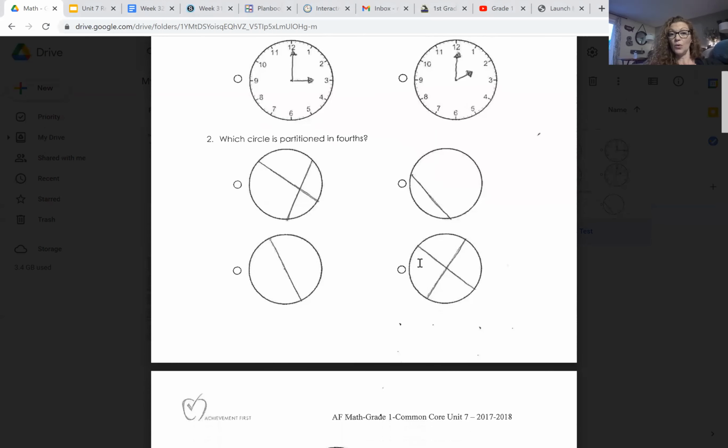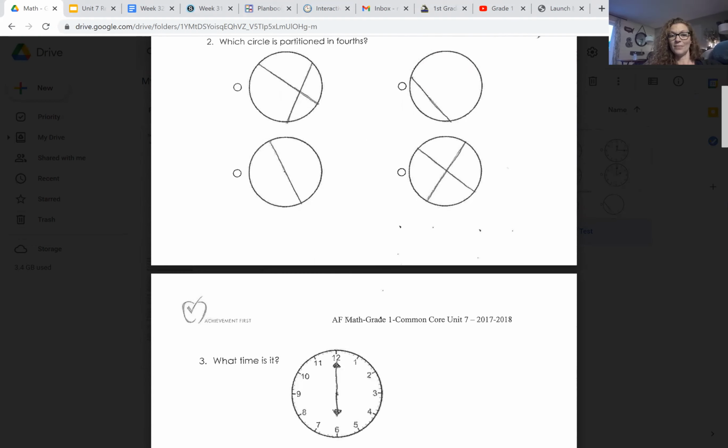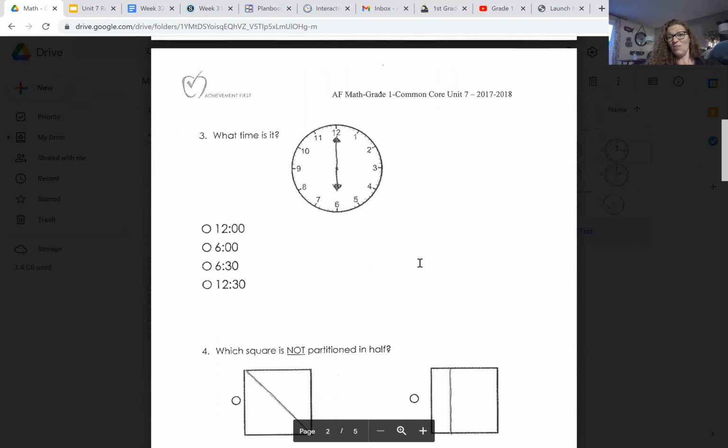Number two, which circle is partitioned in fourths? Partition means broken up. So which circle is partitioned in fourths? Circle the right one. Number three, what time is it? So look at that clock right there. Right here, what time is it? There's your answers here. Circle the correct one that this clock is showing.